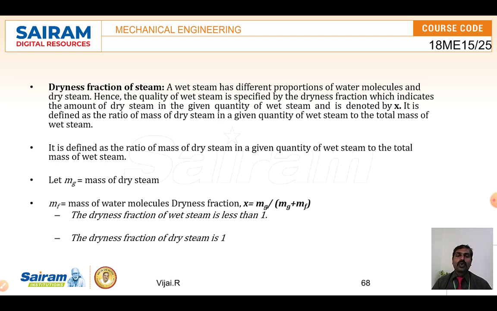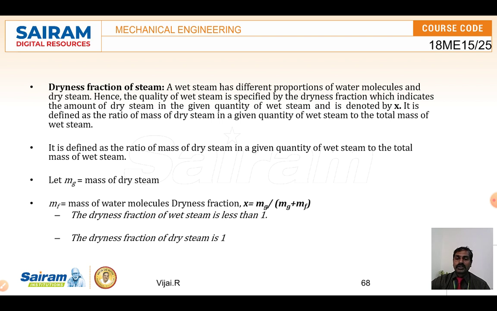The dryness fraction, we are going to denote it with the notation x. If this x value is equal to 1, the dryness fraction is 1, then it is fully dry steam. If the dryness fraction is less than 1, between 0 and 1, there are some water molecules in the steam. That is called wet steam. This is how we can quantify, we can tell about the quantity or quality of the water. So the ratio of the mass of dry steam in a given quantity of wet steam to the total mass of the wet steam is called x.